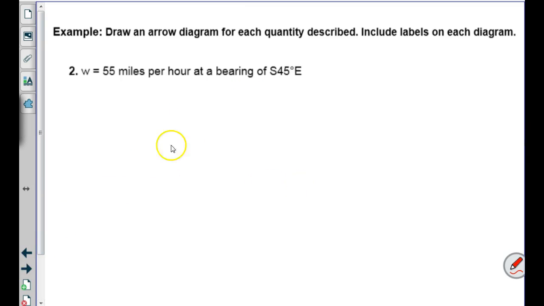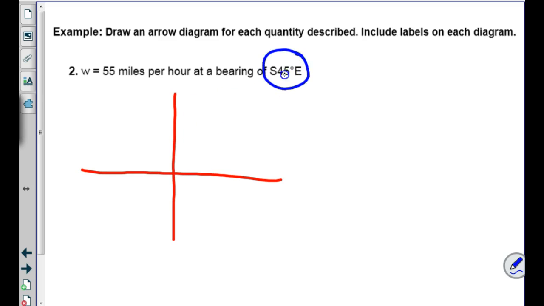Number 2 says 55 miles an hour at a bearing of. Where are we measuring off this time? And 45 doesn't really matter, right? Because it's going to be right smack in the middle. But you always start off of the north-south line. So this one is starting off of south, 45 degrees. Which way am I going, left or right here? Right. Towards the east. Okay. All right. And I'm supposed to label this vector as 55 miles per hour. We good?